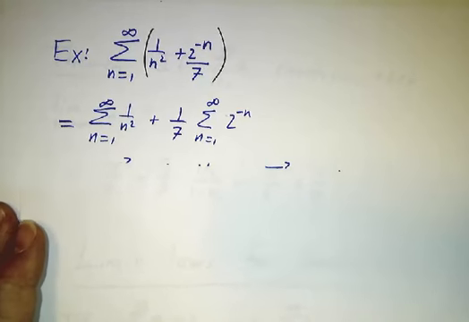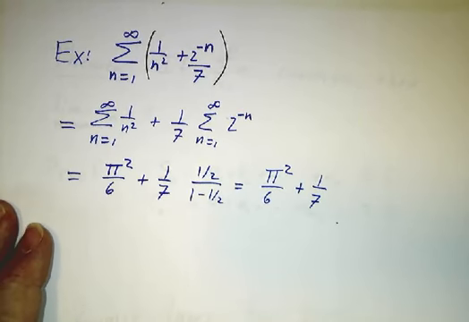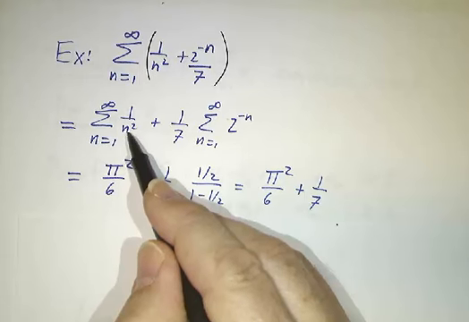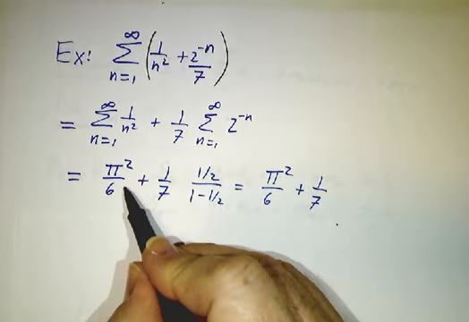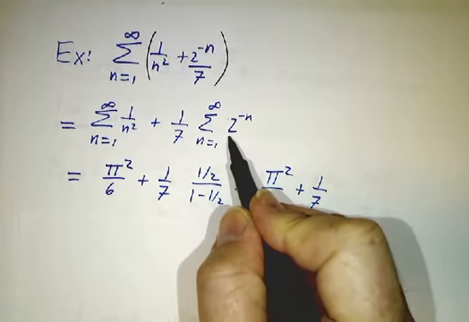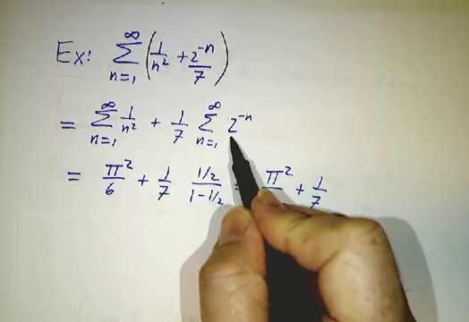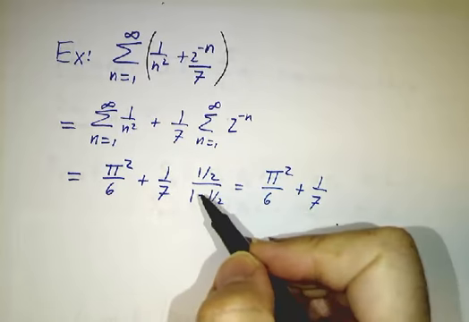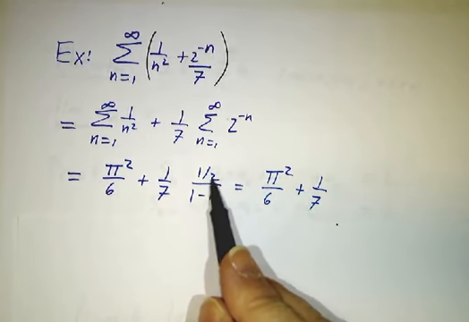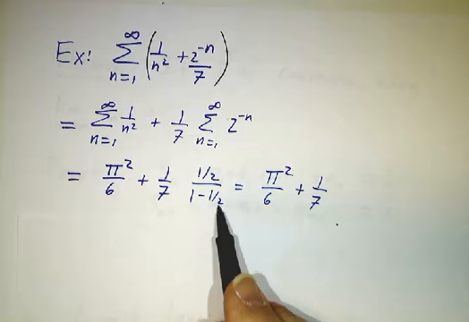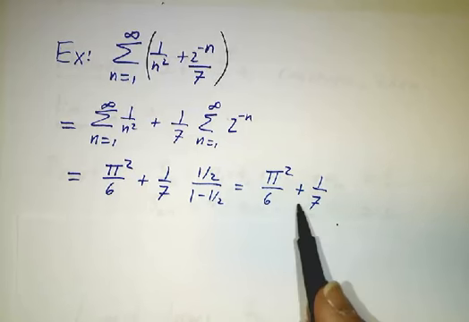Now, it's a very deep fact that the sum of 1 over n squared does converge, and in fact it converges to pi squared over 6. And we've already seen that 1/2 plus a quarter plus an eighth plus a 16th and so on converges to 1. It's also a geometric series. The first term is a half, and the ratio is a half, so it's 1/2 over 1 minus a half, which is 1. So our answer is pi squared over 6 plus a seventh.